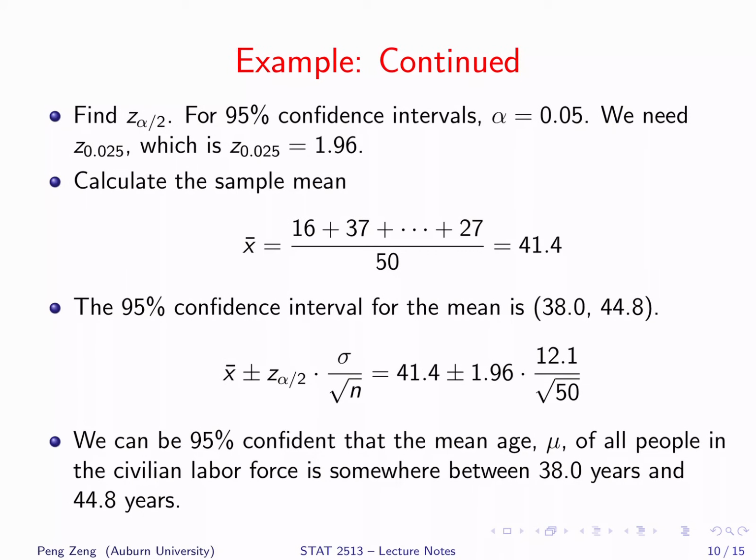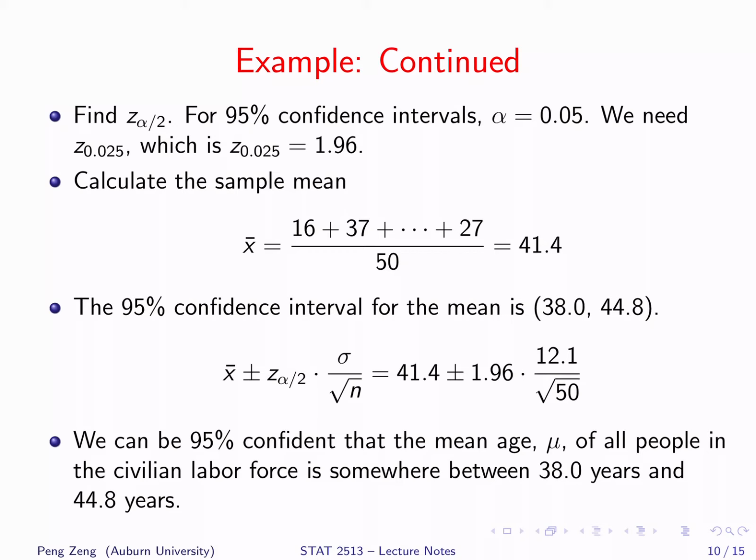Let's construct the confidence interval following the steps. First, find the z alpha over 2. Because we want a 95% confidence interval, alpha equals 0.05. The alpha over 2 equals 0.025. Its z value is 1.96. The sample size is n equals 50. We can calculate the sample mean. X bar is the sum of the numbers divided by 50. Its value is 41.4.